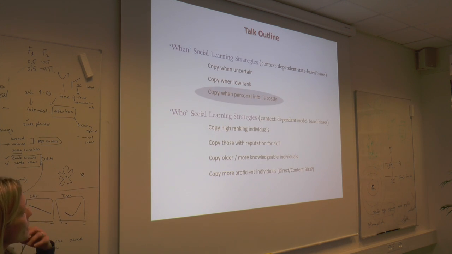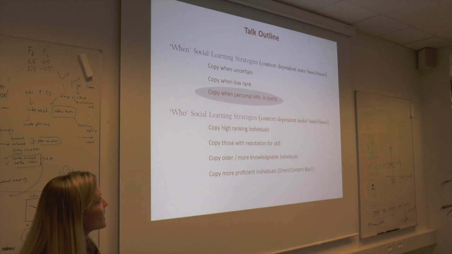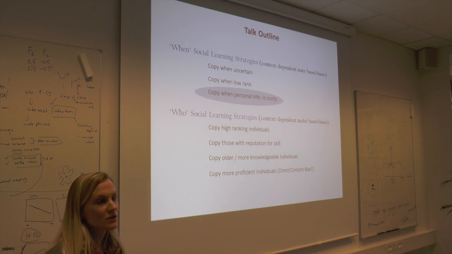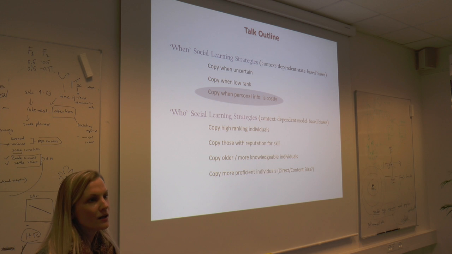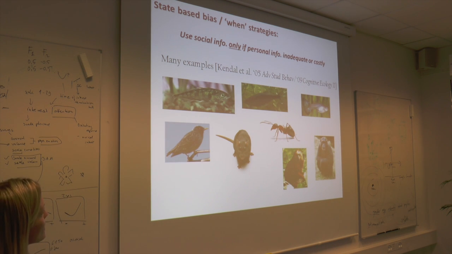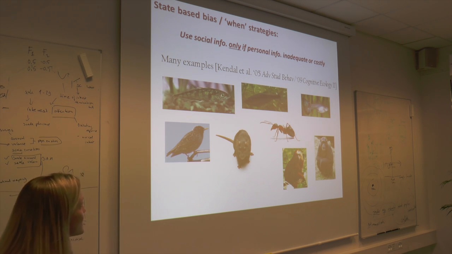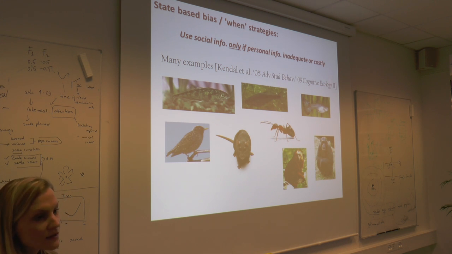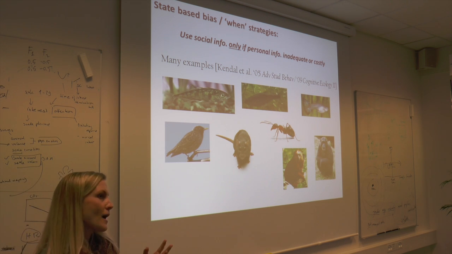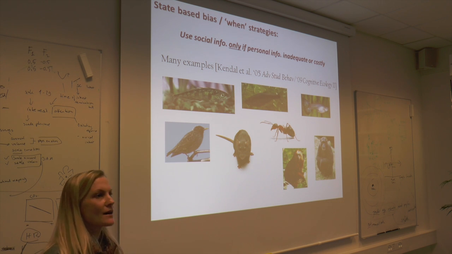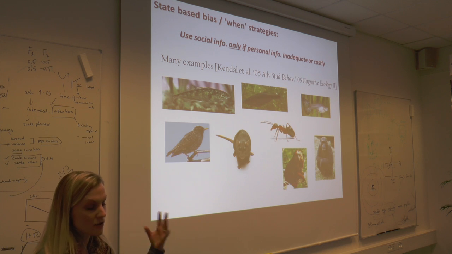Okay, so another when social learning strategy is copy when personal information is costly. So not just are you uncertain, but is personal information difficult to collect or is it costly to use for some reason? There are lots of examples of this in the animal kingdom. I found loads of examples back in 2005 when I did a review of this. Since then, there have been some nice studies with ants that also seem to imply that if you have personal information, it's perfectly adequate and it's not costly to use. If you're non-human, you will stick with that information and you won't bother to collect social information.